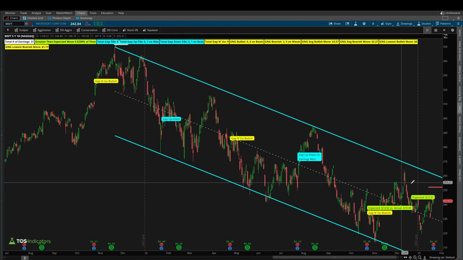If we do get that gap fill, that would be price action in Microsoft coming back down and touching at least a high of today's candle, which is 243.95. So that's scenario number 1 if we get this gap up fill.